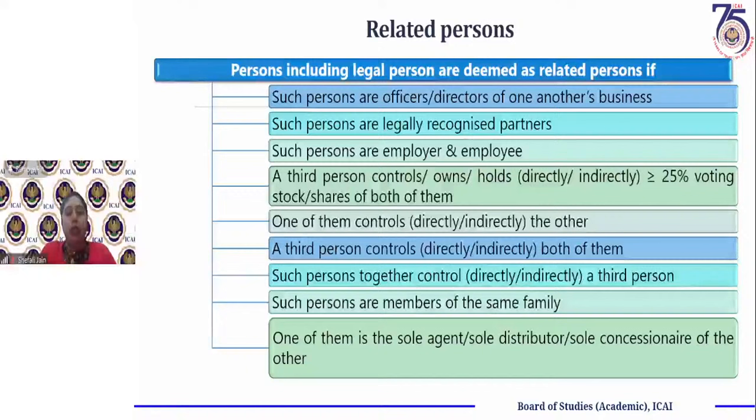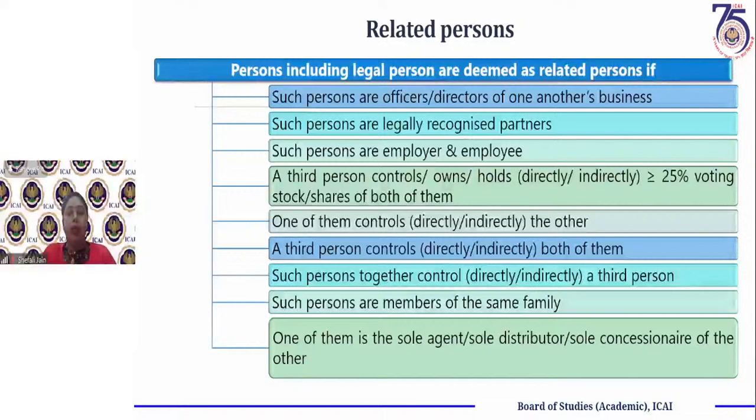Fourth clause says a third person controls, owns or holds directly or indirectly greater than or equal to 25% voting shares of both of them. So at least 25% voting stock or shares of both these companies is owned directly or indirectly by a third person. For example, ABC Limited has 35% shares of X Limited and 40% shares of Y Limited. So this is ABC Limited, which is having shares of both X Limited as well as Y Limited. So X and Y will become related to each other.